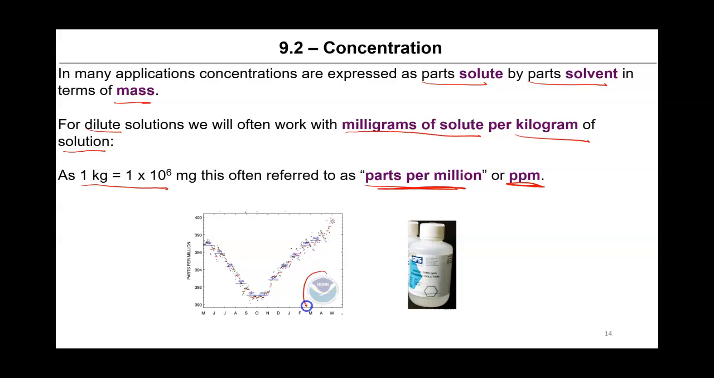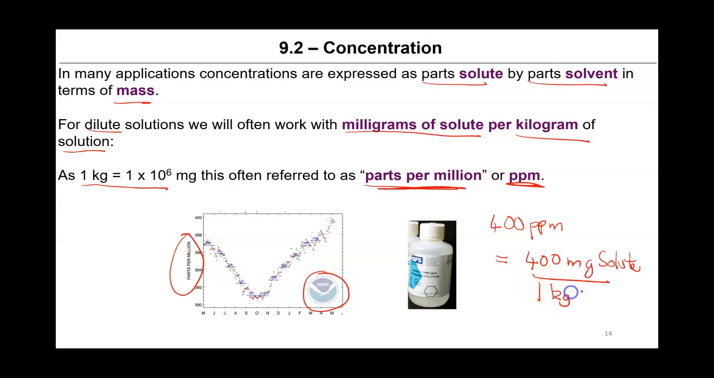So we can see here, this is some data from NOAA, and we're looking at concentration of carbon dioxide in the atmosphere. It's not very much, and so they've expressed it as parts per million. So when we see a number like 400 parts per million, we can rewrite that, if we want, as 400 milligrams of solute for every 1 kilogram of solution, because that's what it really means.